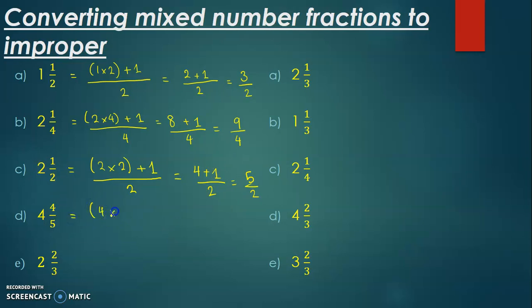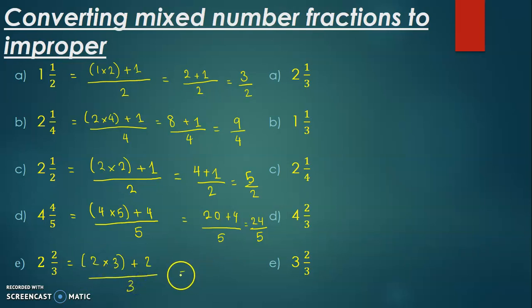Then you've got 4 times 5 plus 4 divided by 5. 4 times 5 is 20. Then 20 plus 4 is over here. So your equivalent improper fraction is 24/5. And then over here you've got 2 times 3 plus 2 divided by 3 equals 6 plus 2 divided by 3. And that would give you 8/3.